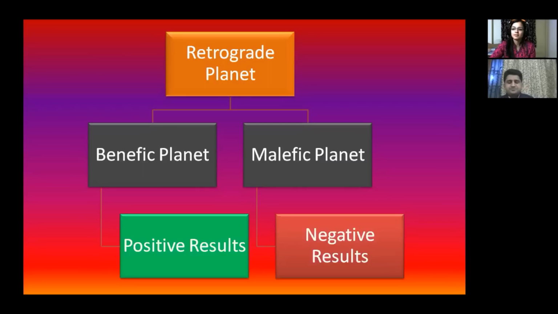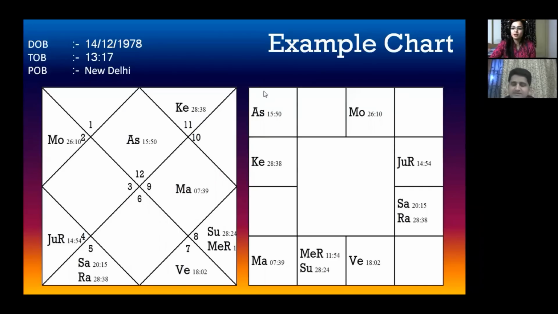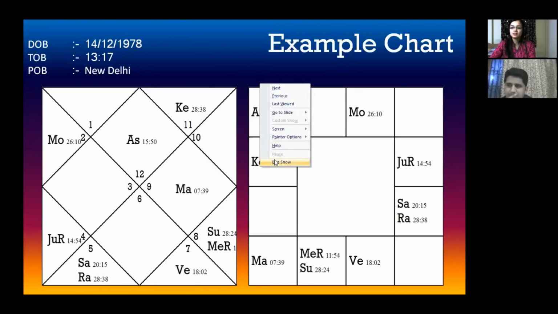Can I ask a question? Please. If a planet is naturally benefic, but because of its imposed nature, that is as lord of 6, 8, 12, it is a functional malefic, then how can we see the result which is given by the planet?